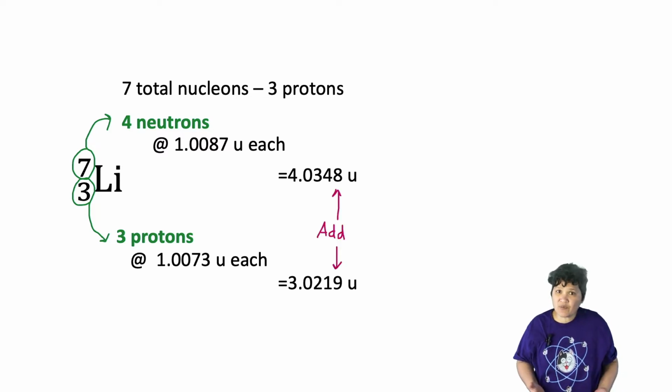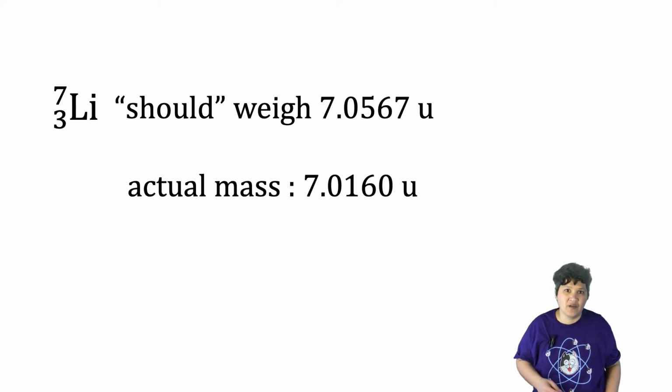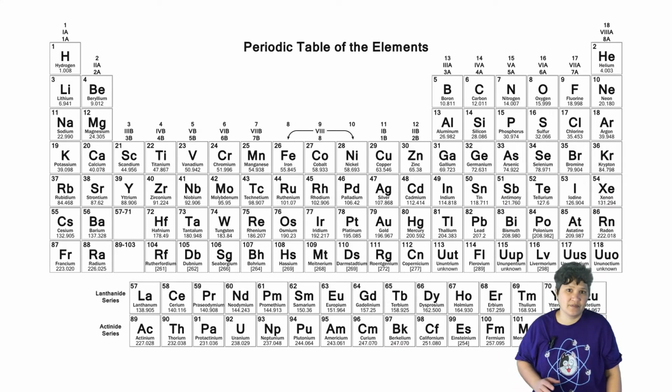We can add these two numbers to get the total mass of the nucleus, and this tells us that lithium-7 should weigh 7.0567 U. But it doesn't. It actually weighs 7.016 U.